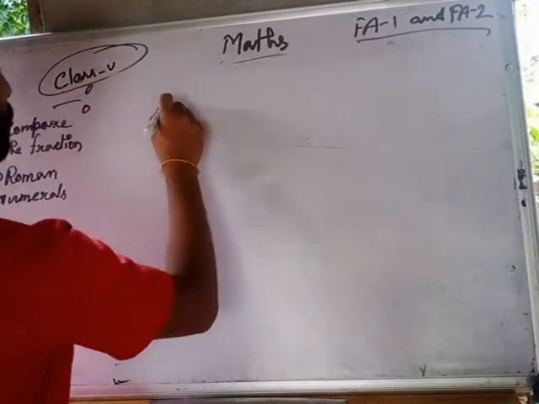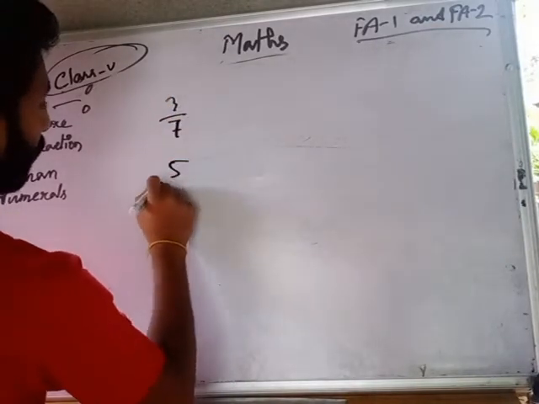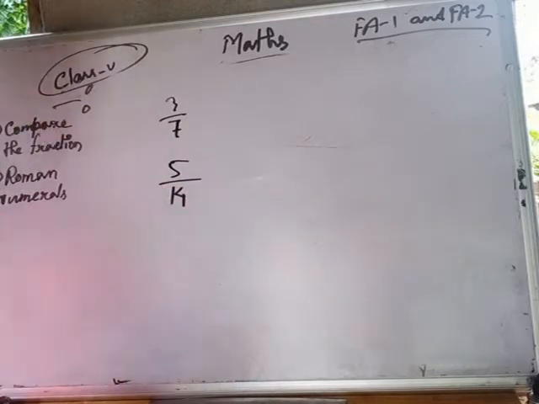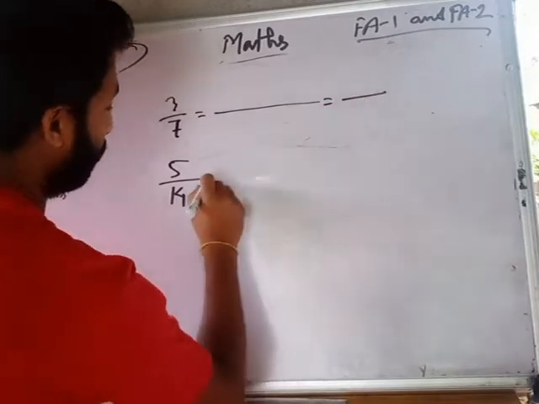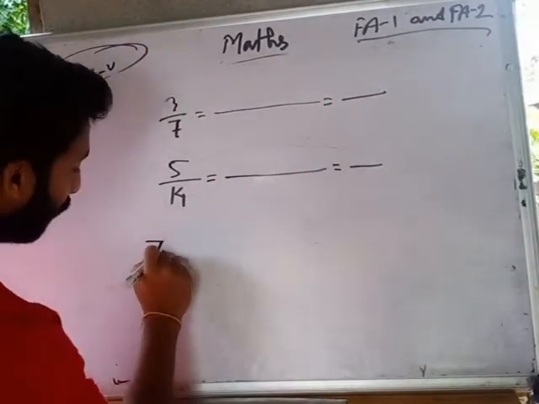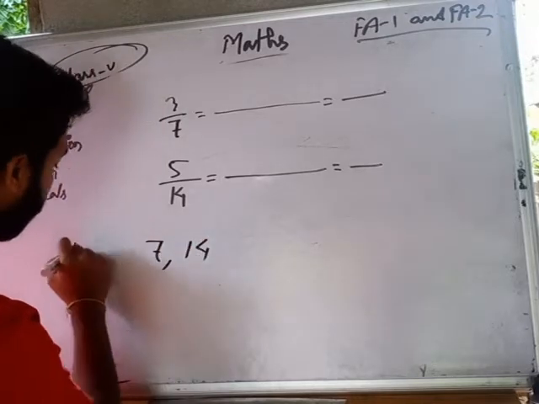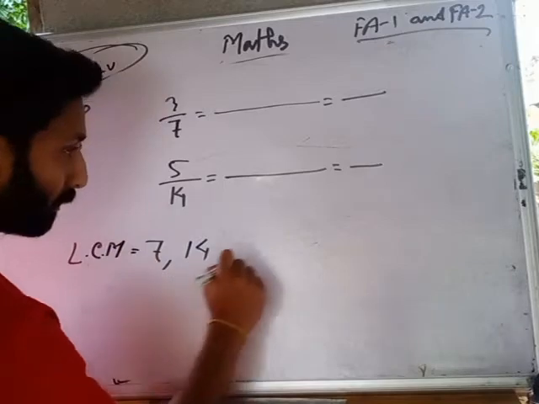Compare the fractions. Suppose it is 3 by 7. Suppose it is 5 by 14. At that time, at first we should write like this. At first we will find out the LCM of 7 and 14.